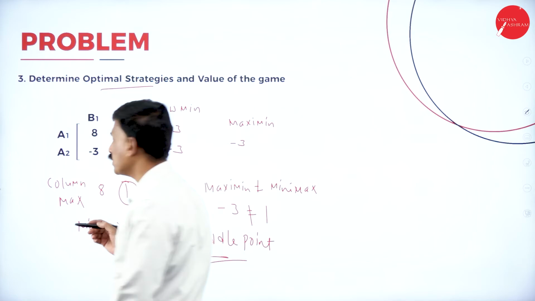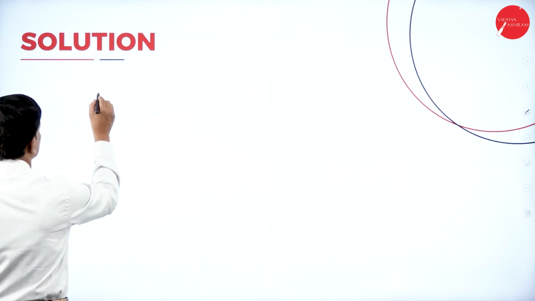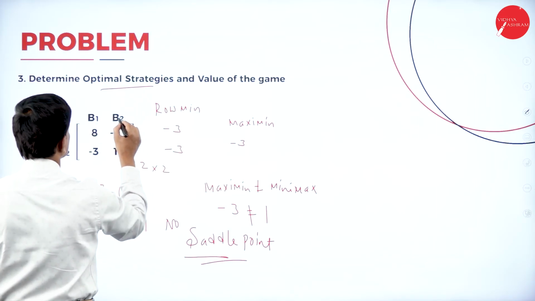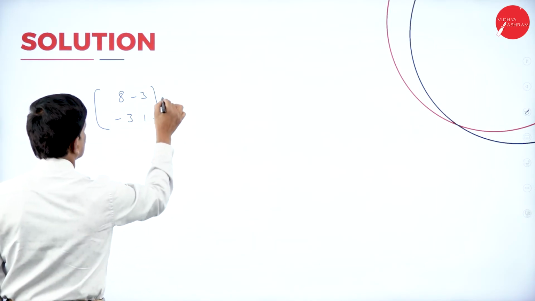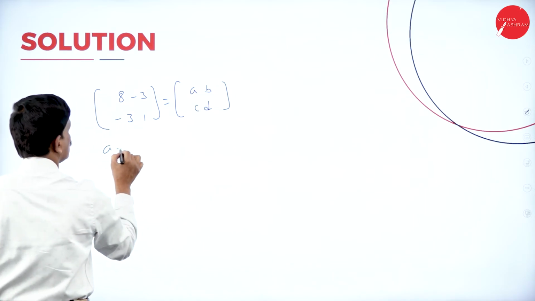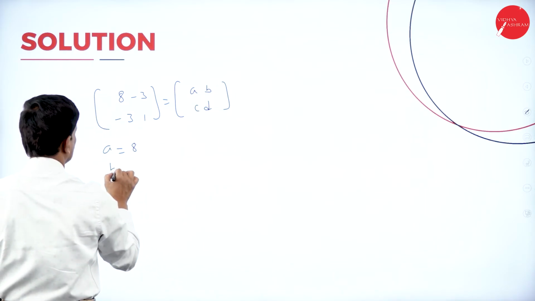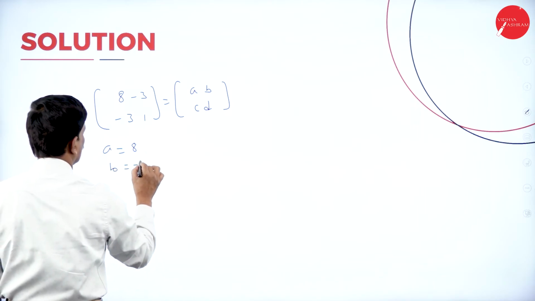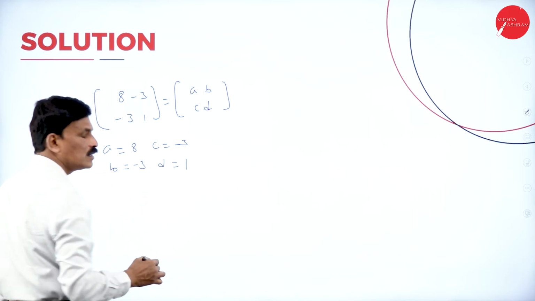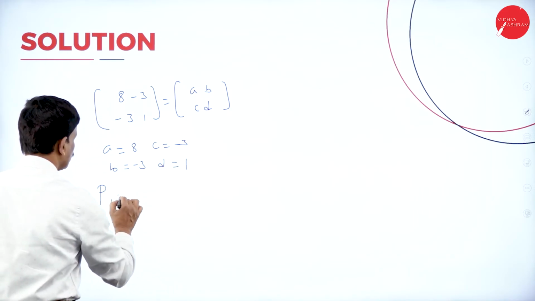Let me go to the next page. I will take this problem. From this, 8, minus 3 and minus 3, 1. Now this is nothing but the matrix A, B, C, D. A is equal to 8, B is equal to minus 3, C is equal to minus 3, D is equal to 1. Now find out the value of P1.